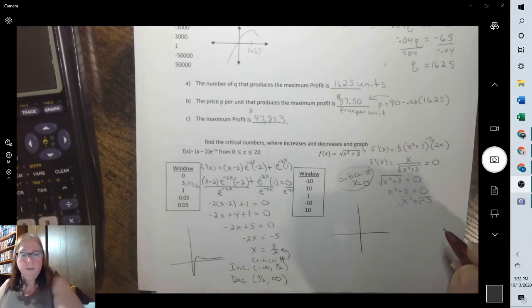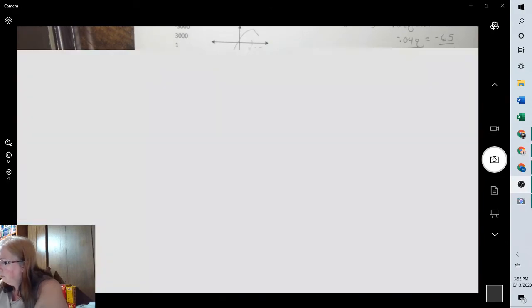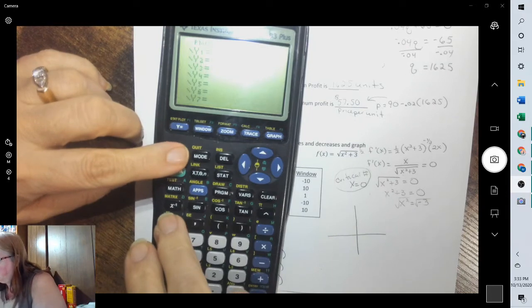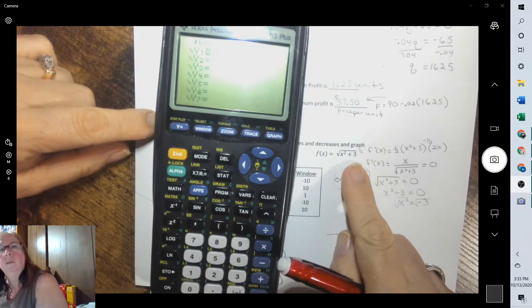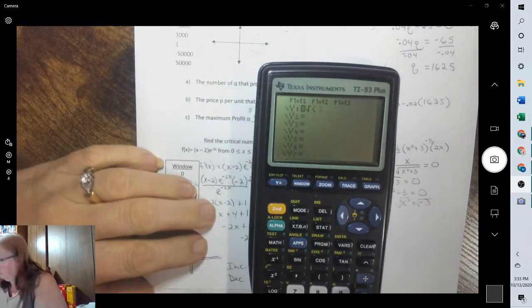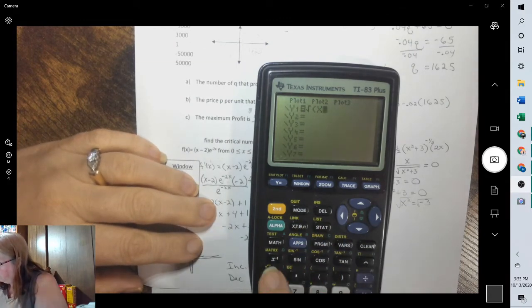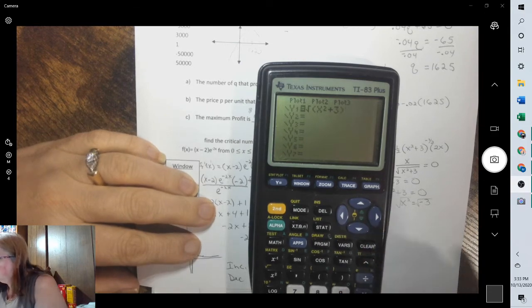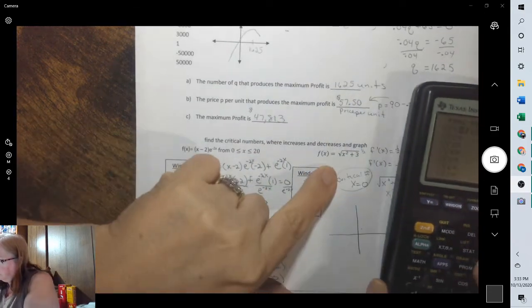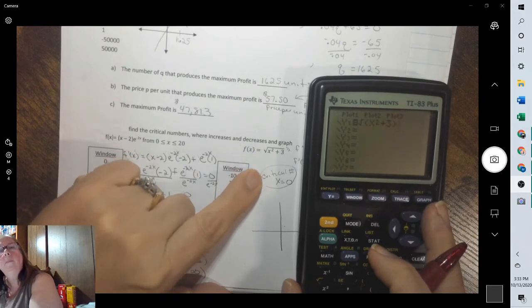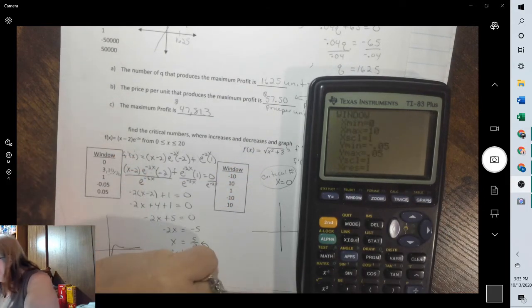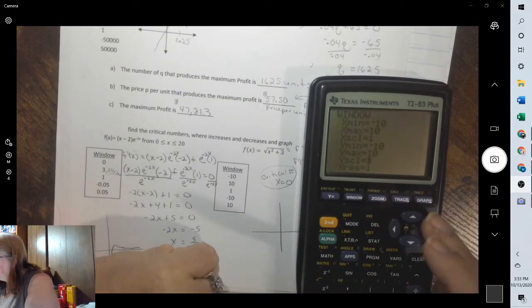Next thing we want to do is graph it. When you graph it, plug this into your calculator. So it's square root of x squared plus 3. X squared plus 3. And close your parentheses. So that's our equation. Then we're going to put this window in. Just tens. -10, 10, -10, 10. Graph.